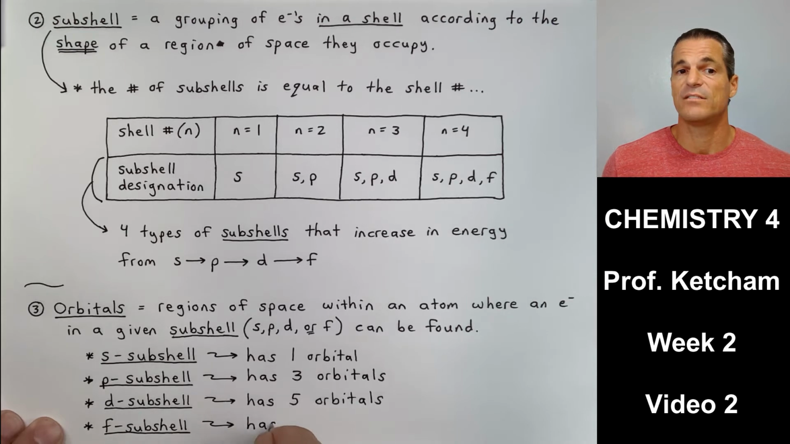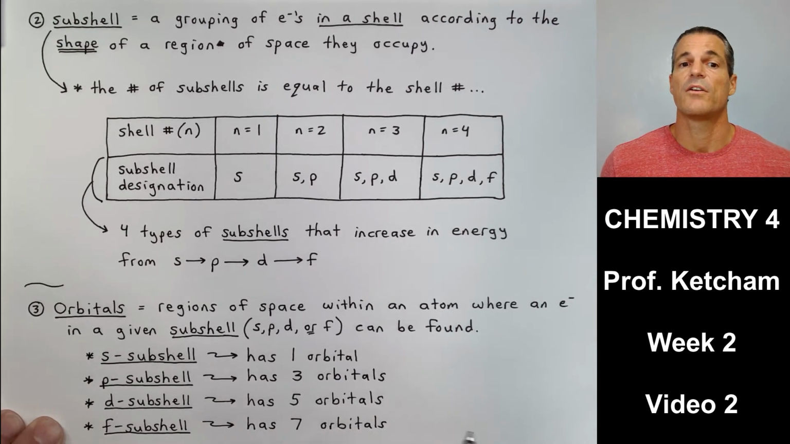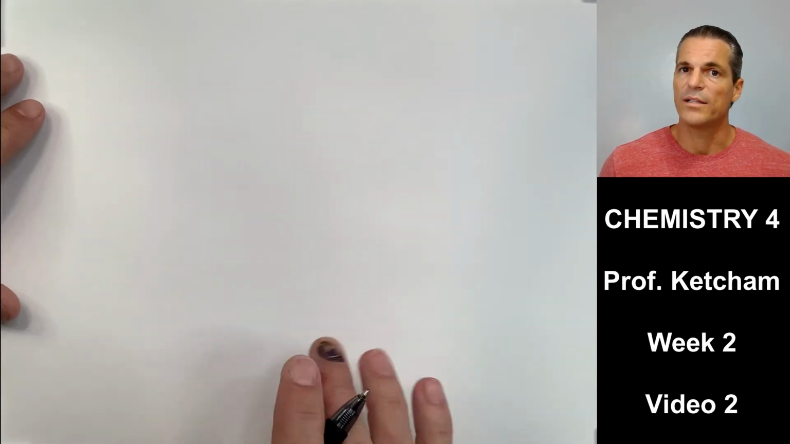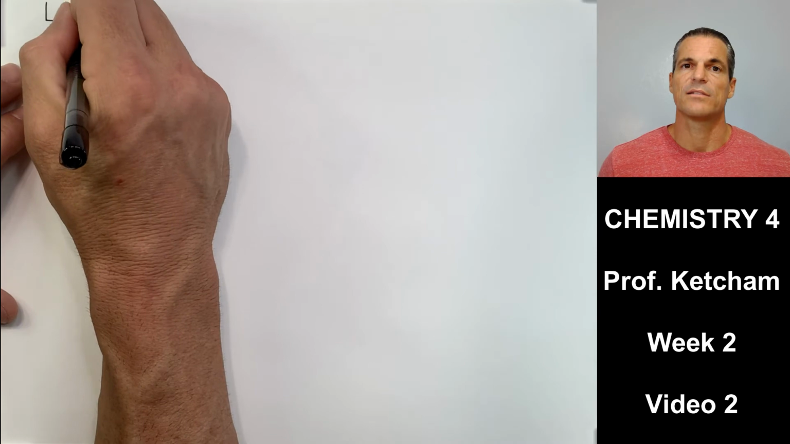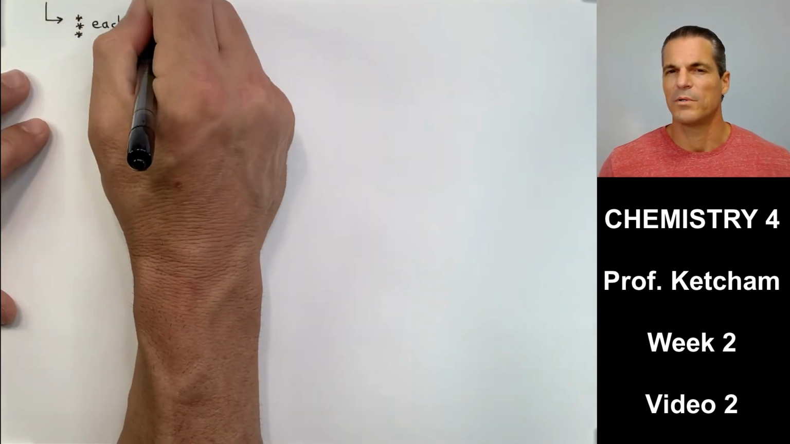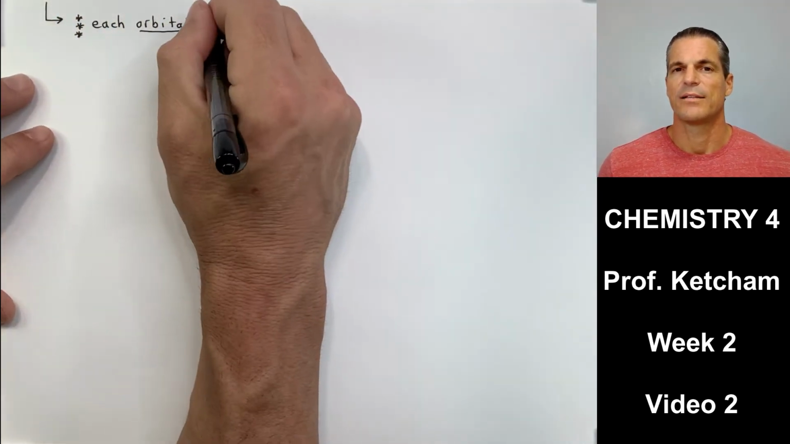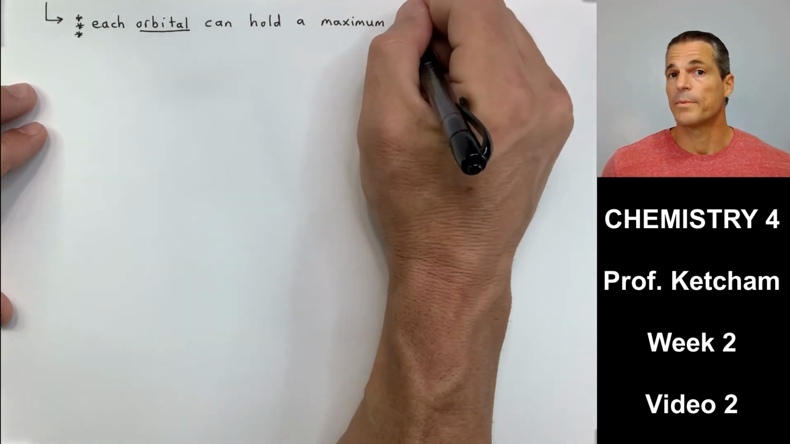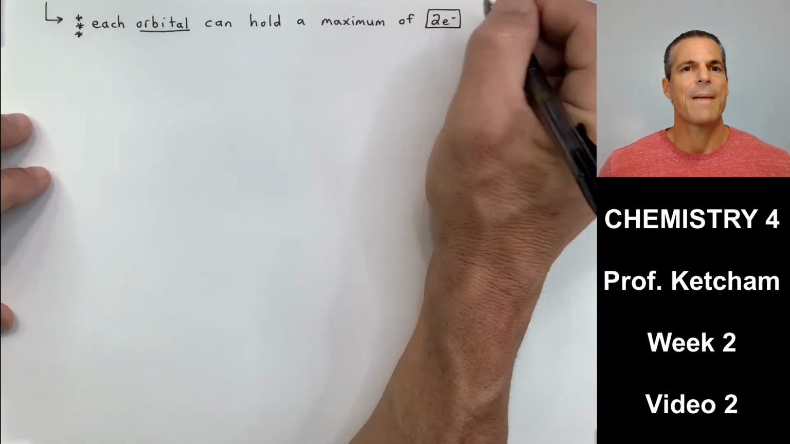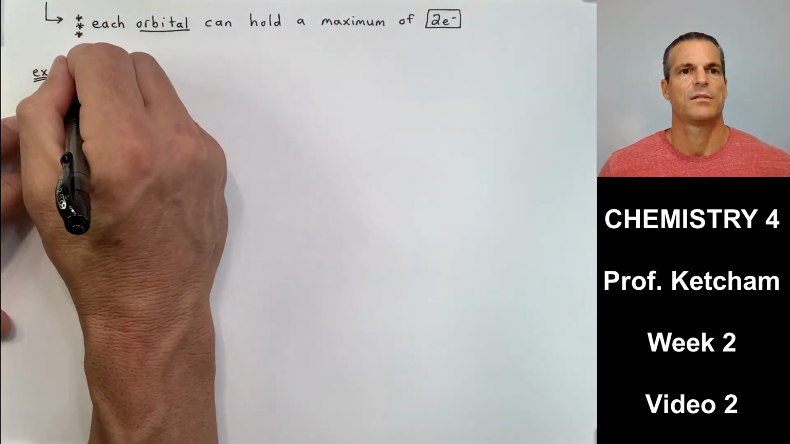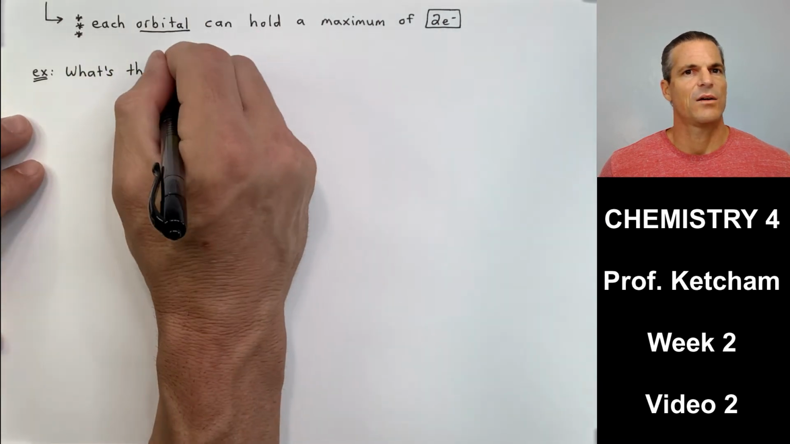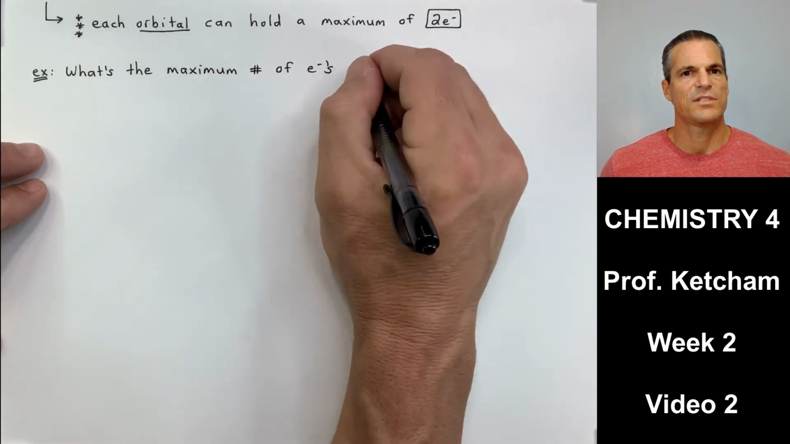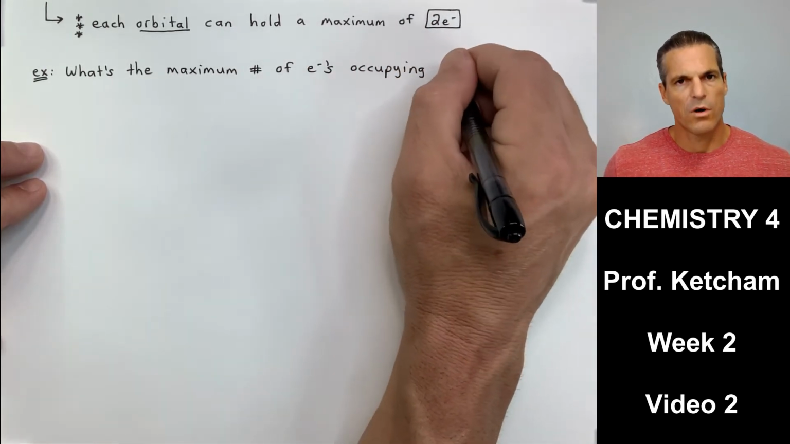There are 5 D orbitals, or subshells. There are 3 P subshells, or P orbitals. And there's 1 S subshell, or S orbital. Subshells and orbitals are basically the same word. Now each orbital can hold a maximum of 2 electrons. I just said 1, 3, 5, 7, right? So if you double that, you end up with 2, 6, 10, and 14. More on that in a second.